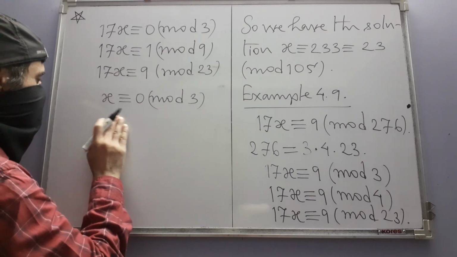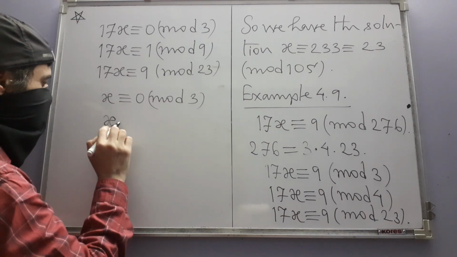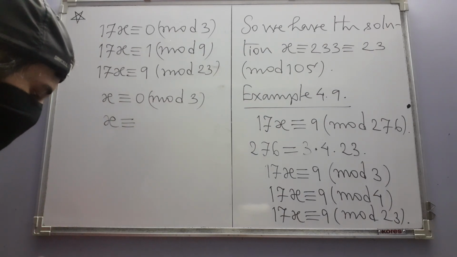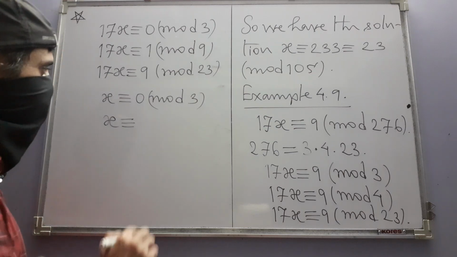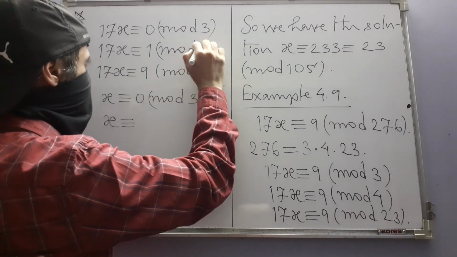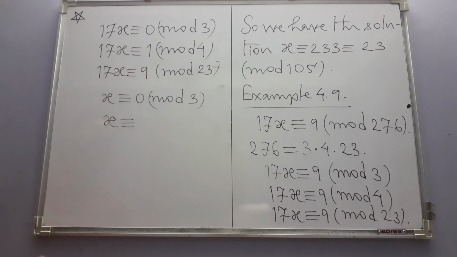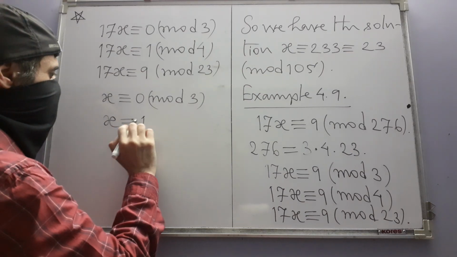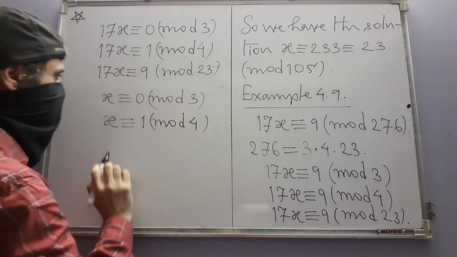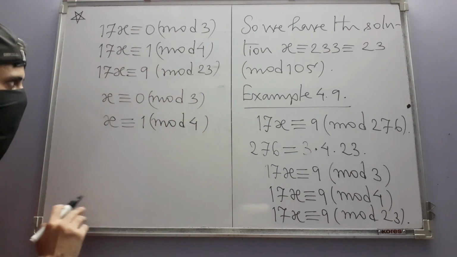It ultimately simplifies to this. X is congruent to 1 modulo, I wrote 9, 4. X is congruent to 1 modulo, that's why I got confused a little bit. See, that's how mistakes happen.